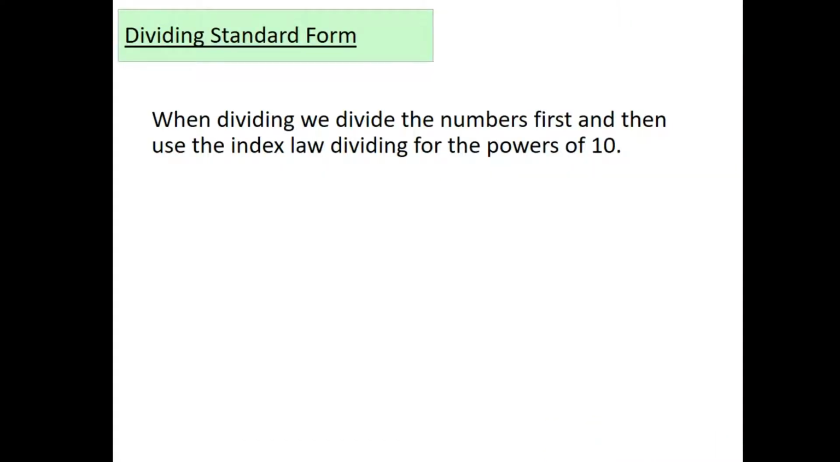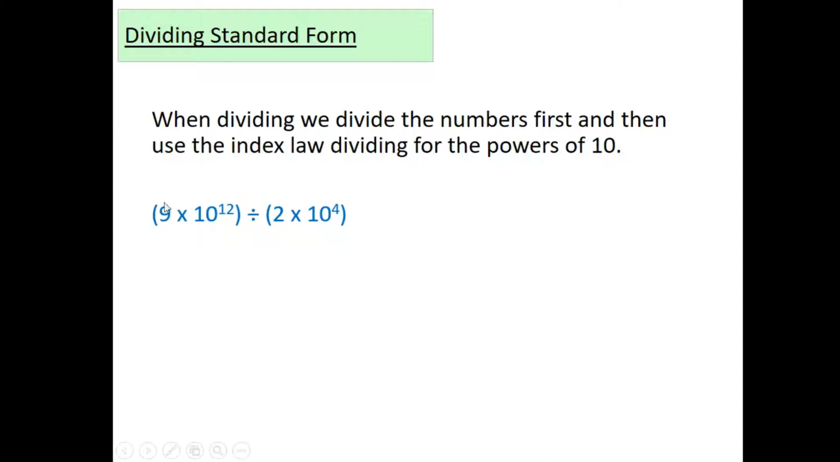Similarly to multiplying numbers in standard form, it's a pretty straightforward separation that you need to be able to do. So you divide the numbers by each other, and then you divide the base 10 to the power of whatever by each other as well. So let's look at this example. 9 times 10 to the 12 divided by 2 times 10 to the 4.